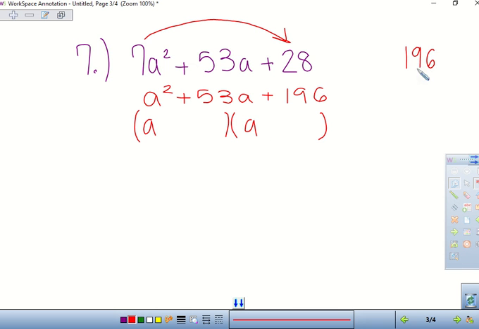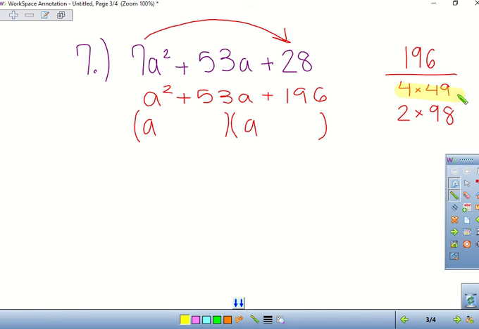So I write 196 to the side, and I'm going to look for all the numbers that possibly could multiply to 196 that are going to add up to 53. So I start by dividing by 4. So I got 4 times 49. I've got 2 times 98. Do either of these pairs of numbers add up to 53? What's 4 plus 49? 53.